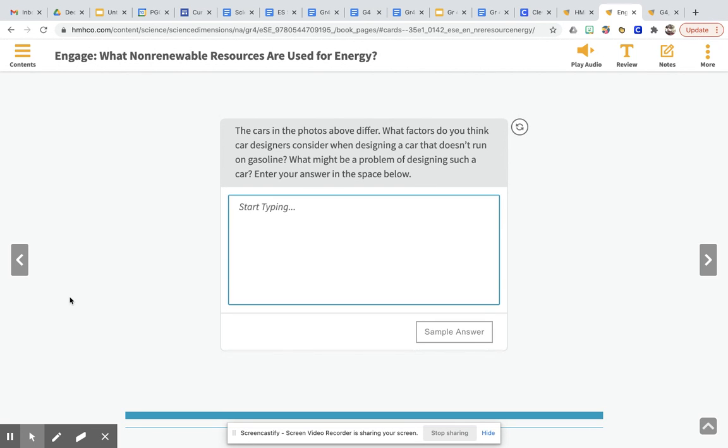And so the question that I want you guys to discuss out loud right now is, what types of things do you think that car designers think about when they're trying to design a car that does not run on gasoline? Are they considering the size? Are they considering the shape? And why might they consider those things? And then what do you think are problems that they might run into when designing those cars? So pause and discuss now.